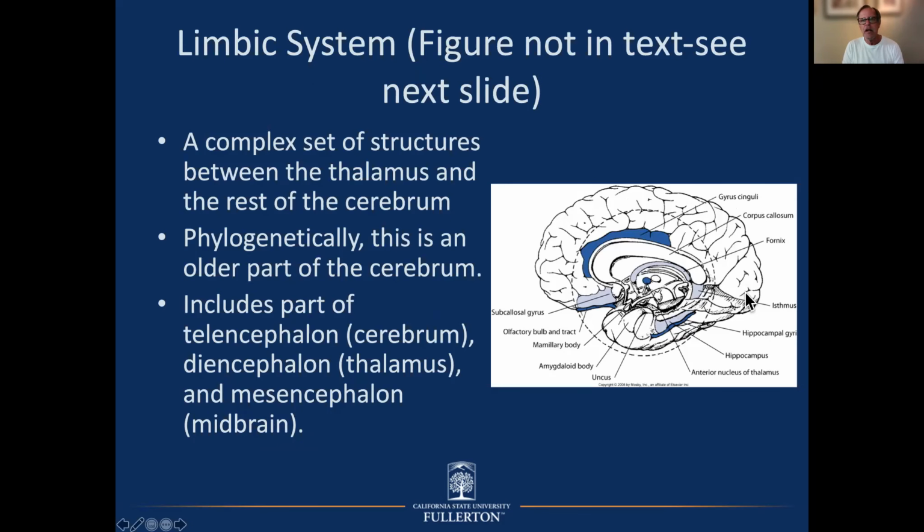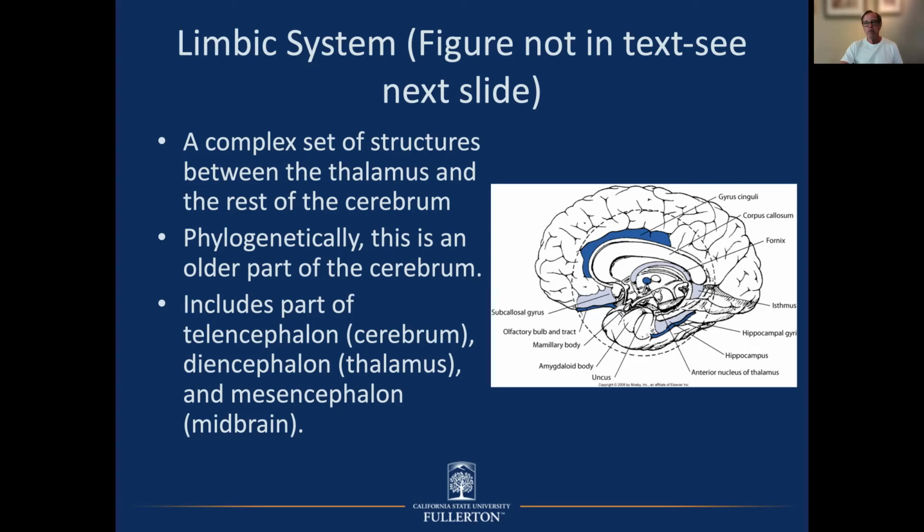Okay, now we get to the limbic system. And the limbic system is a complex set of structures between the thalamus and the rest of the cerebrum. Phylogenetically, which means in terms of evolution of the species, it's an older part of the cerebrum. It's very old. Other structures that have a brain, like a lizard, for example, do have a limbic system, but they don't have much cortex. It includes parts of the telencephalon, cerebral hemispheres, as I said earlier, diencephalon and mesencephalon.